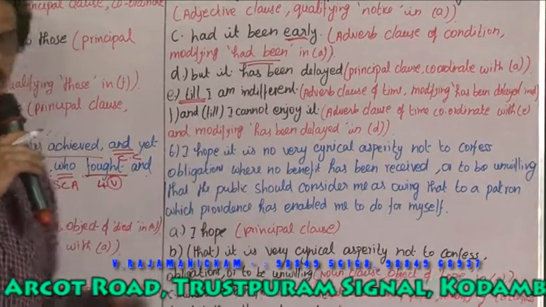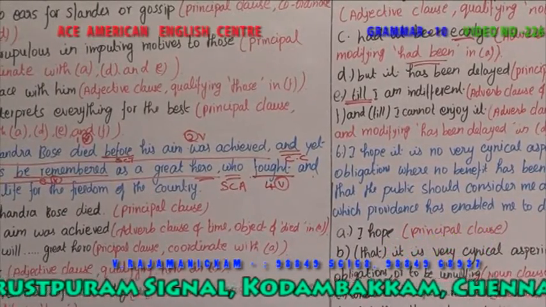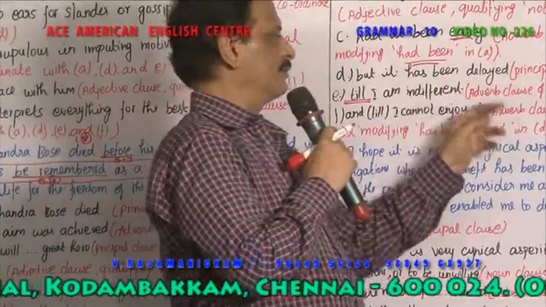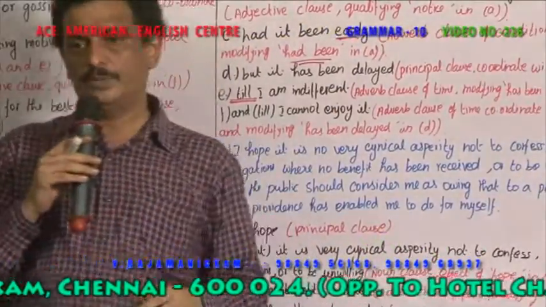And I cannot enjoy it. See, "cannot enjoy it" is a verb. So "and I cannot enjoy it" connects with the earlier adverb clause, and modifies "has been delayed". Hope you are able to get it.